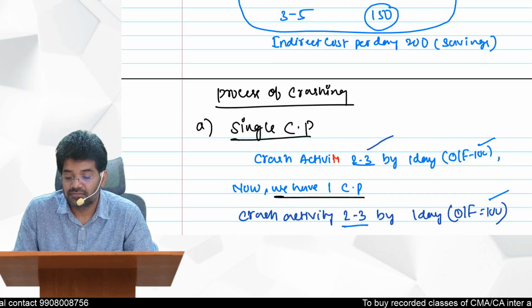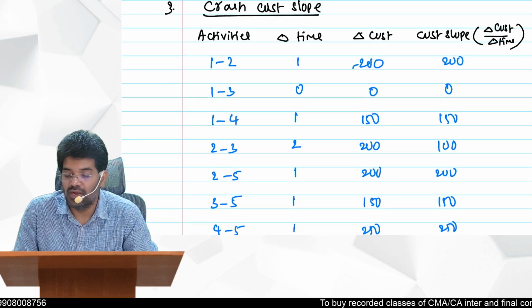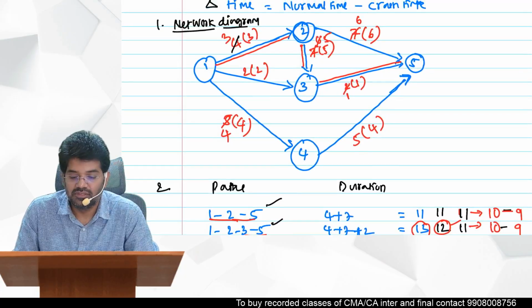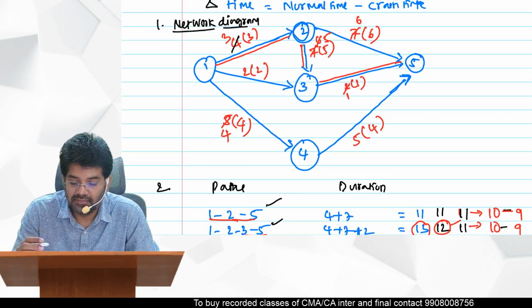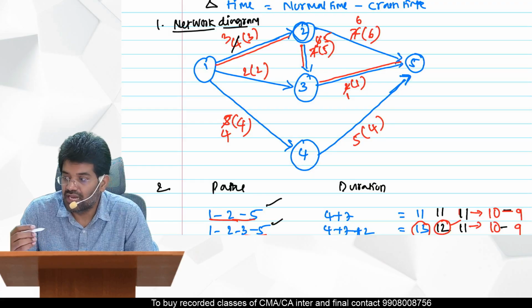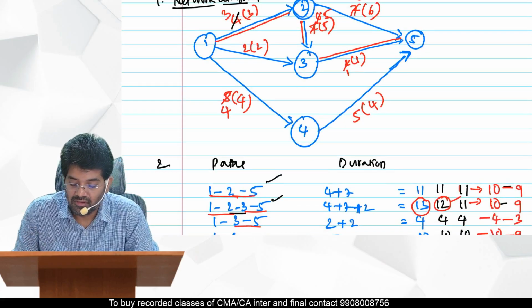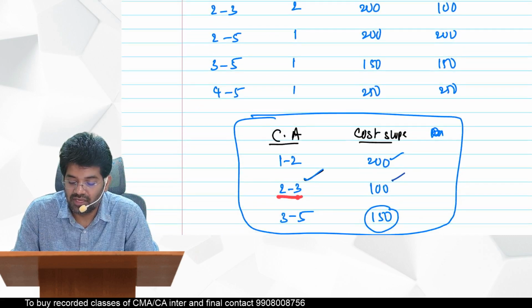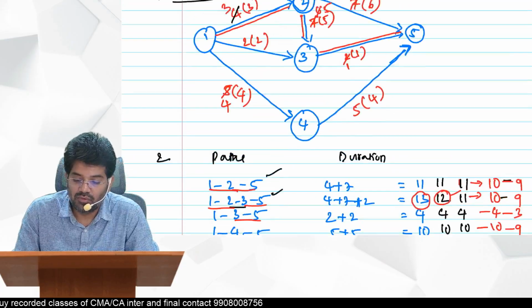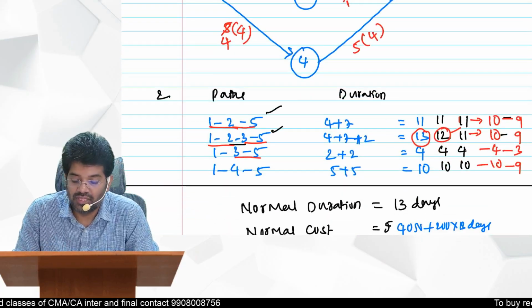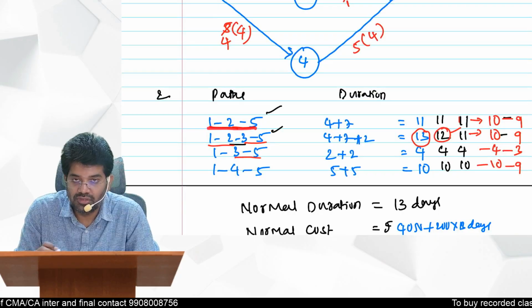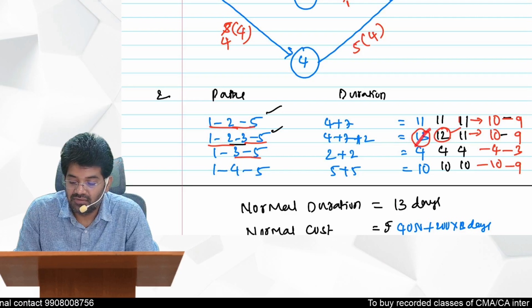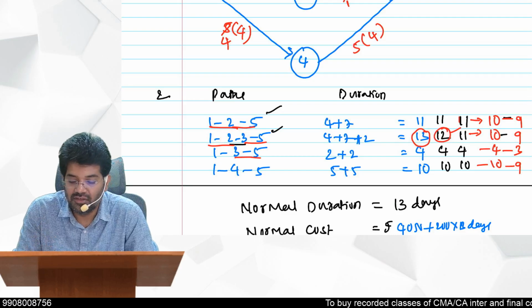Okay. So what will happen now? If you crash by 1 day, you have to go to the diagram. Whichever activity you crashed, which one did we crash? 2 to 3, by 1 day. So wherever 2 to 3 is there in a path: the first path, 2 to 3 is not there; the second path, 2 to 3 is there. So this 13 will become 12 now, because we reduced 1 day here.